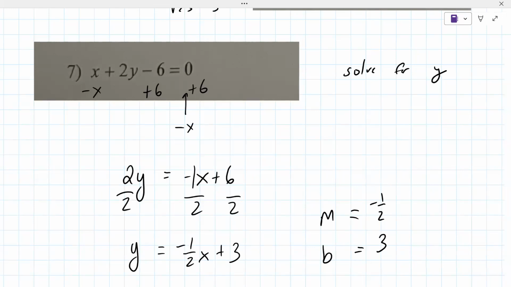Why don't you try number 8 on your own? It's the same. It's gonna have fractions though, but that's okay. I'll leave this one up in case you want to look at it as a reference. All right.